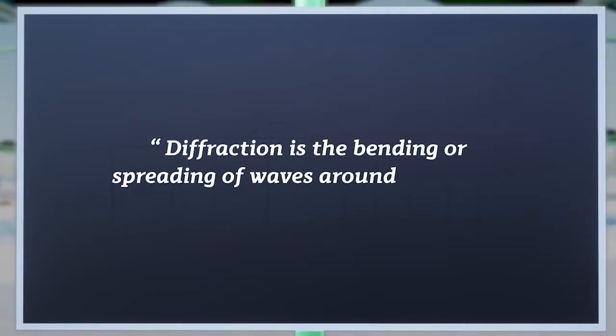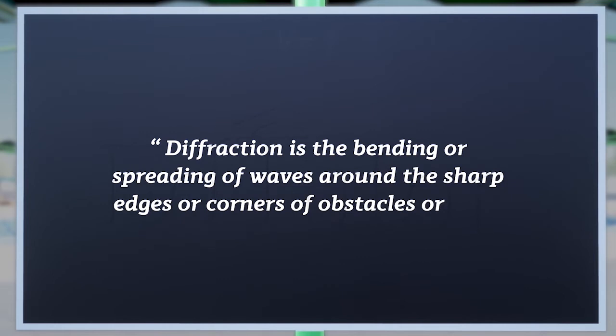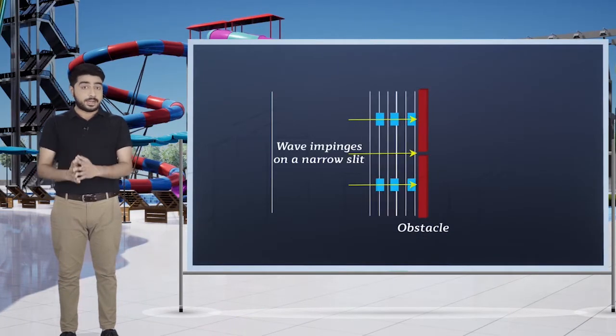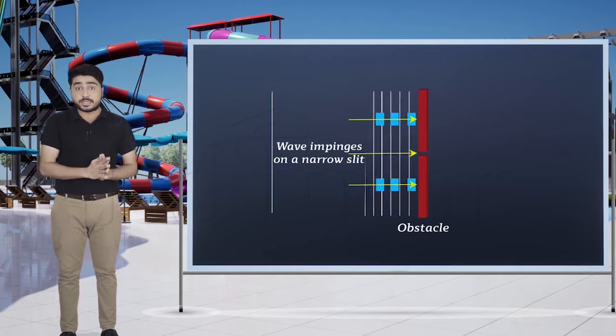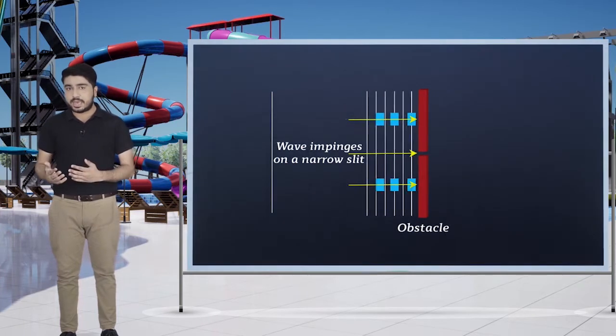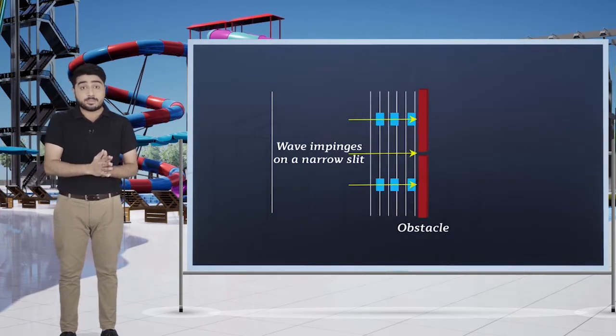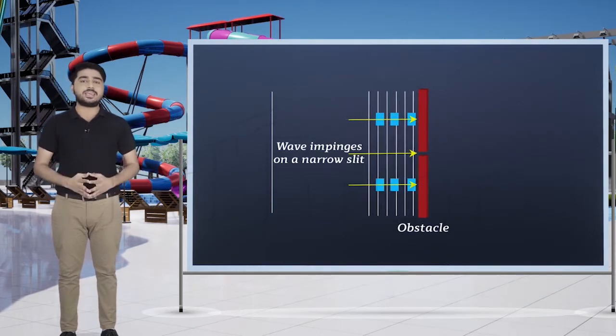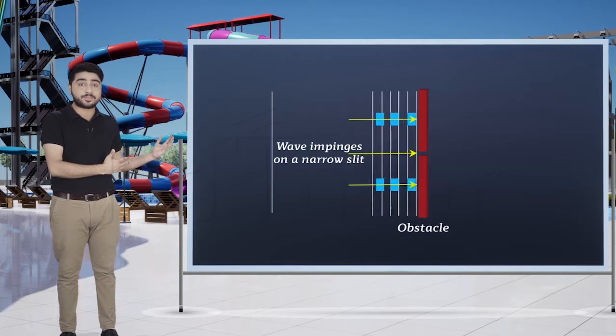Moving on to diffraction. Diffraction is the bending or spreading of waves around the sharp edges or corners of obstacles or slits. To observe diffraction, we generate straight waves in a ripple tank and place two obstacles in line in such a way that the separation between them is equal to the wavelength of water waves, as can be seen on the diagram on this side.